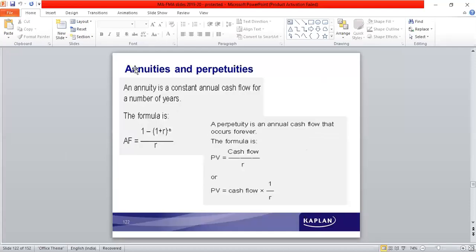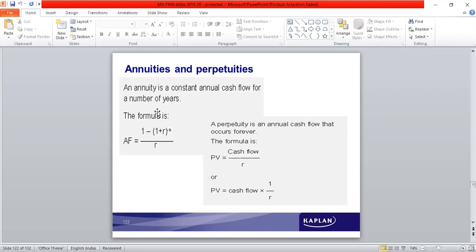Annuity is when every year it's the same cash flow, we call that an annuity. When there are different cash flows, we just call them uneven cash flows. If they are even cash flows every year, we call that an annuity. But otherwise, when different cash flows are there, they are uneven cash flows. Perpetuity is, as I mentioned yesterday also, if forever it would be the same cash flow, we call that perpetuity. An annuity is a constant annual cash flow for a number of years.